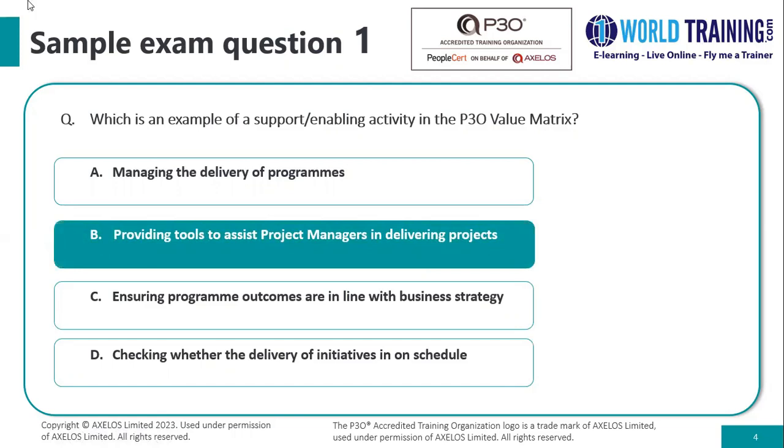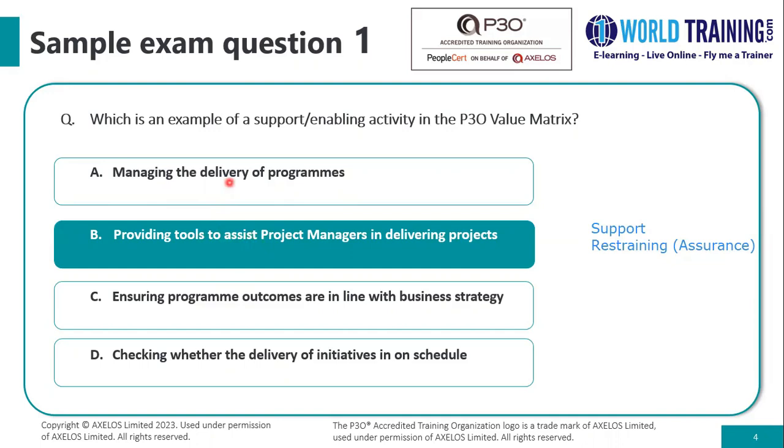If you do remember, when we talked about the P3O value matrix, we said P3O provides value on two fronts. It provides support functions and also provides restraining functions or assurance functions. Now, option B is the right answer because provision of tools to assist project managers in delivering projects is a support enabling activity.